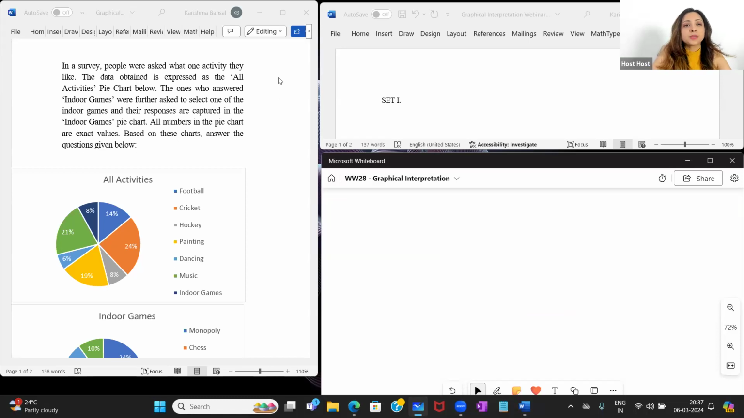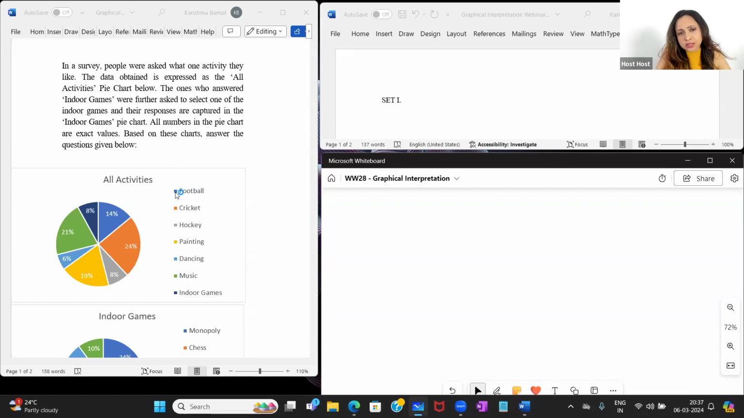Okay, in a survey, people were asked what one activity they like. The data obtained is expressed as the all activities pie chart below. So do we see this pie chart, the top one, all activities? People were asked what one activity they liked. And of course, all these percentages would add up to be 100. We don't even need to confirm it. Of course, it's a pie chart, right? They'll all add up to 100. And then you have the football, cricket, etc.